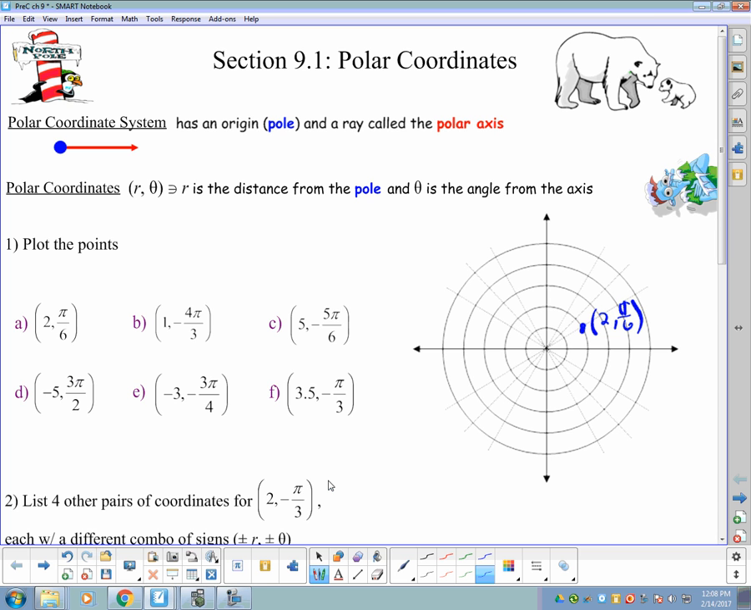What about the next one? If I do an angle of negative 4 pi over 3, we're going to go in a clockwise direction, right? 4 pi over 3 is going to be past the negative pi, so I'm going to go over halfway through the circle. And then am I going to be high or low on the circle? Negative 4 pi over 3. High on the circle. And then I'm just 1 out. So it's right here. Is my point 1 comma negative 4 pi over 3. So go ahead and plot that point.